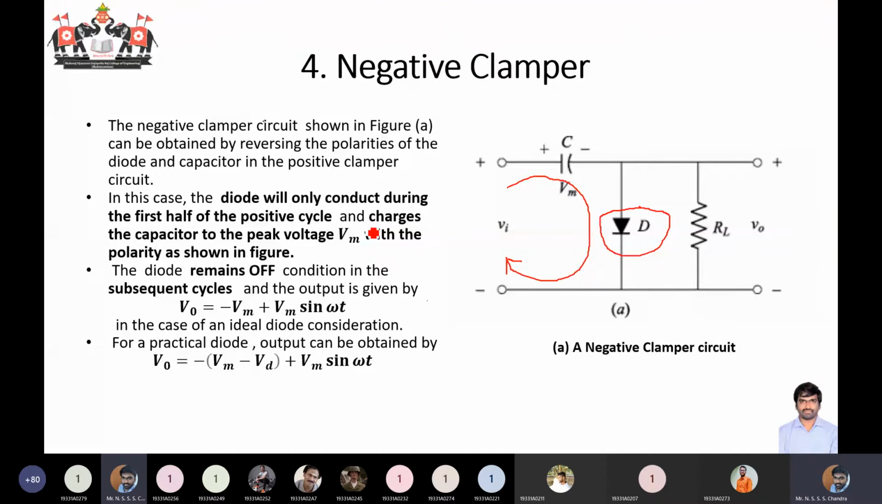Okay, and then your capacitor gets charged. Once it gets charged, what happens? After some time, after it gets charged to a value of Vm, what will be the anode voltage? Please respond. What will be the anode voltage?